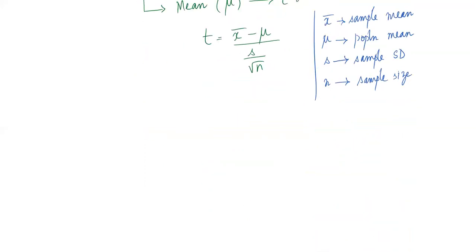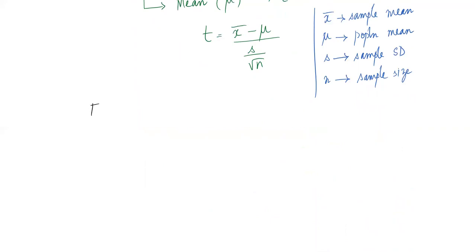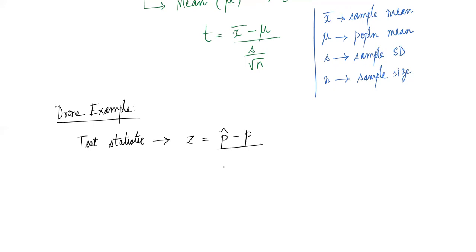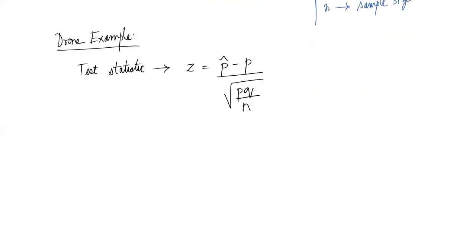So let's go ahead and do this for the example. I want to make sure that we are doing this specifically to the drone example. So for the drone example, your test statistic, let me write that in words first, is Z equals p hat minus p over square root of pq over n. Now you need to plug all these values, for which you need to collect your variables.